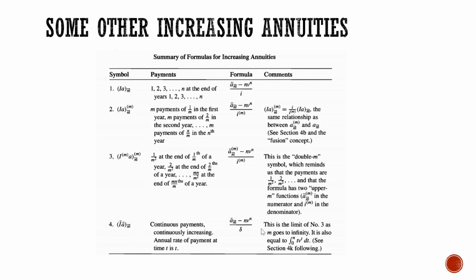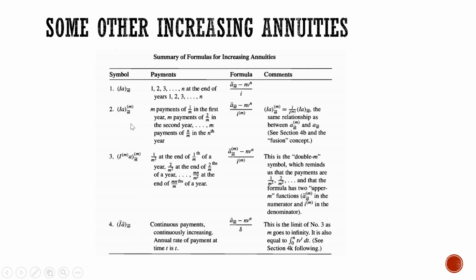Some other increasing annuities. Just similar to the regular annuities, we also have annuities with different payment frequencies. So we have another increasing annuity here, when the interest is compounded with different periods of the payment. Let's say (IA)n, this is what we have learned: payments 1, 2, 3, at the end of years 1, 2, 3 to n. The formula is (ä_n minus n v^n) over i.